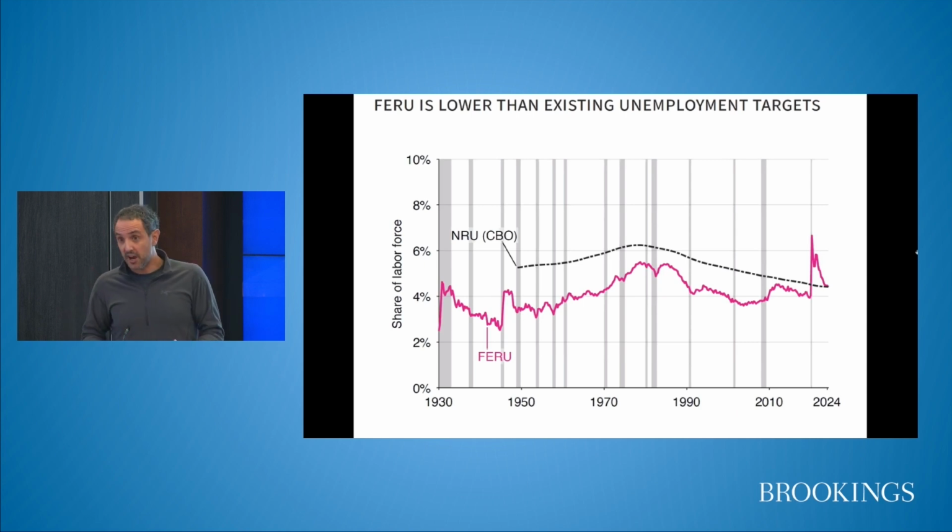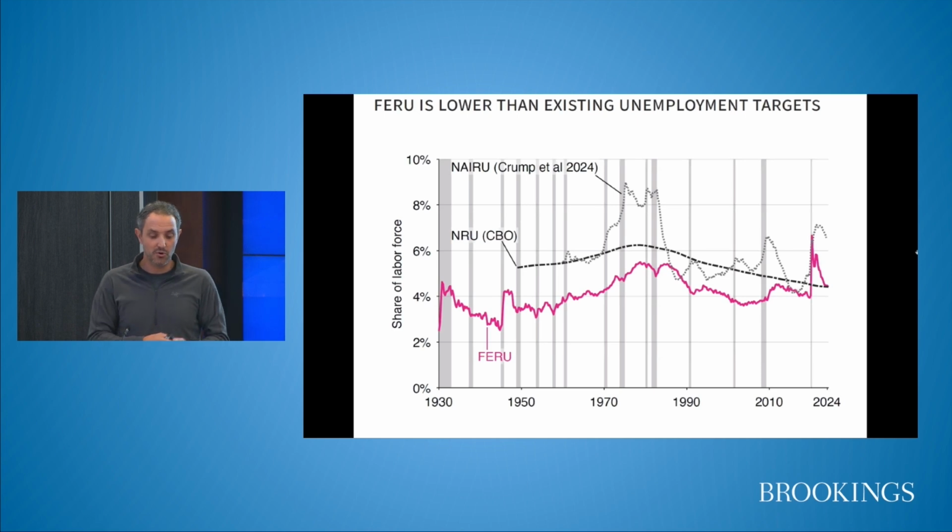You can also plot the NERU. And so this is the NERU that was computed by Richard Crump and co-authors. So they had a Brookings paper a few years ago developing a method to compute the NERU. You can see our FERU is also almost always below the NERU. So if the Fed uses the NERU or the natural rate as targets, then it's no surprise that the labor market was always too slack, according to our measure, because according to us, they used targets that were just too high. They were not ambitious enough in thinking about full employment.